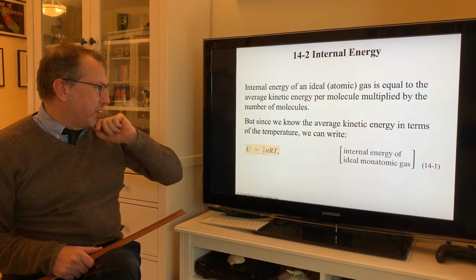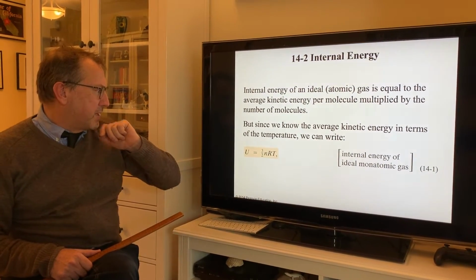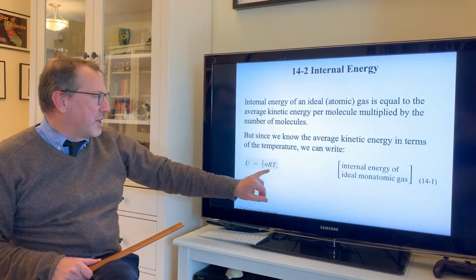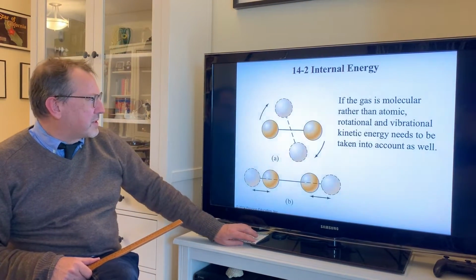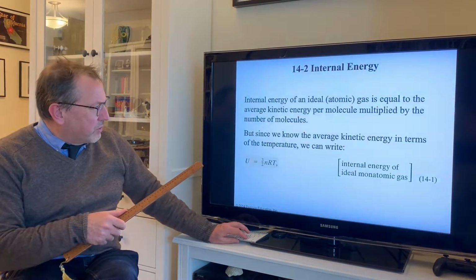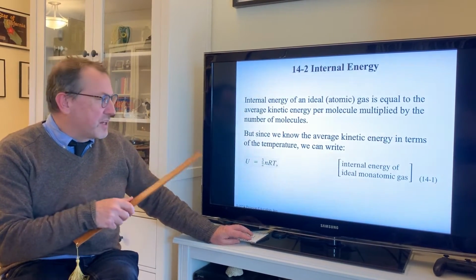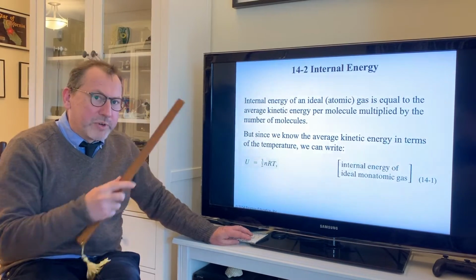Internal energy of an ideal atomic gas. This is for an ideal atomic gas. Again, we haven't really covered this. Let's not worry about this, but I think on the next slide, right. So you can imagine helium goes around as a single atom. That has energy just due to racing around.